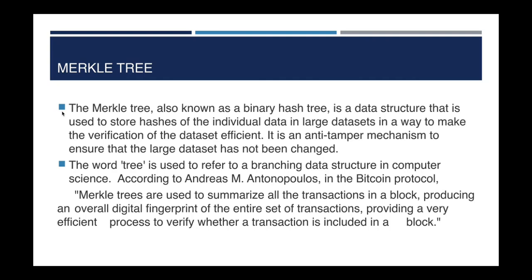Merkle tree is a data structure and it is nothing but a binary hash tree. Merkle tree stores the hashes of individual data, individual transactions, in a tree format, which makes the verification of the dataset or the transaction efficient. Merkle tree summarizes all the transactions in a block, producing an overall digital fingerprint of the entire set of transactions. Because of Merkle tree, you can easily verify whether a transaction is part of the chain code or not.